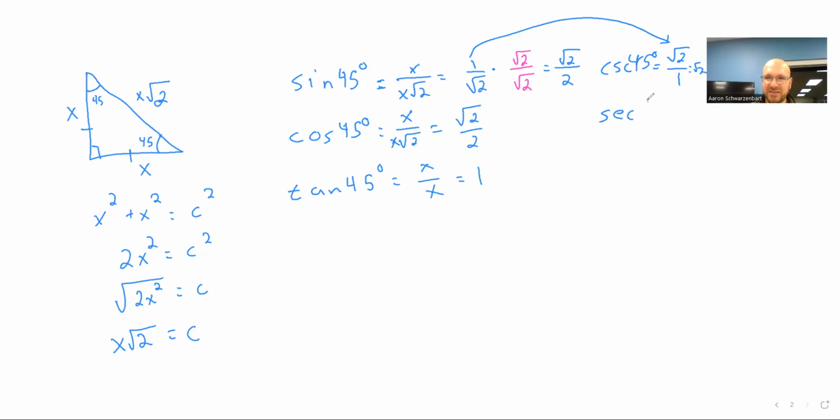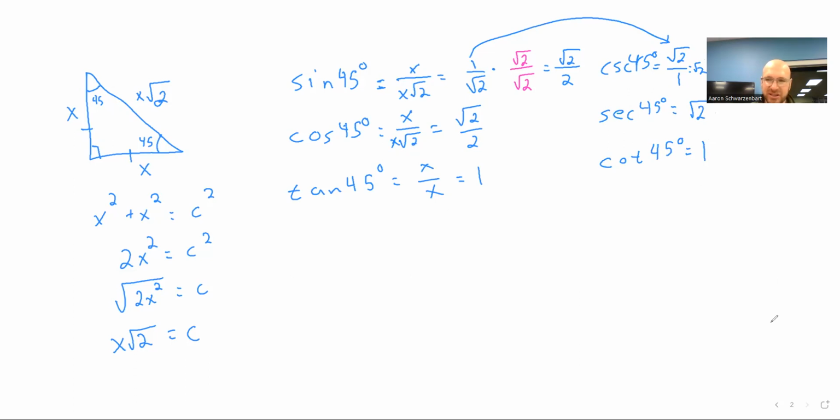The secant of 45 degrees, well, if the sine and the cosine were the same, the secant and the cosecant, their reciprocals, will be the same. And the cotangent of 45 degrees equals the reciprocal of 1, which is just 1. If you'll notice, all of these x's canceled out.